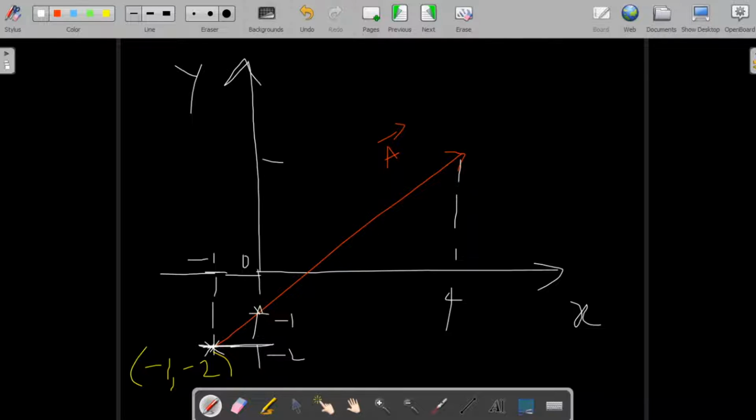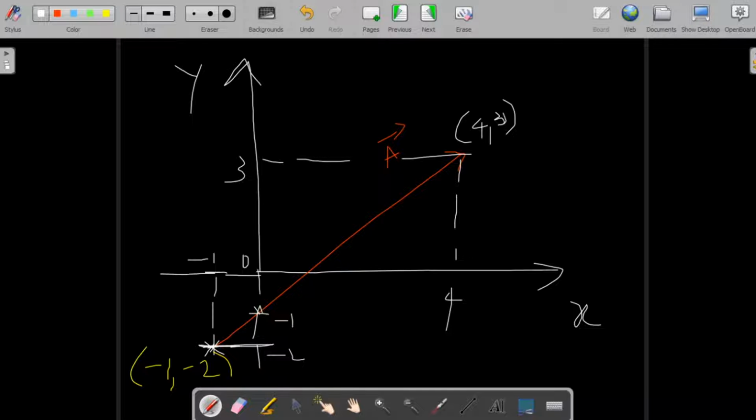Agree? Now the end point, this may be x equal to 4, and this may be y equal to 3, just for example. So the end point of this will be (4, 3). Is it very clear? (4, 3).